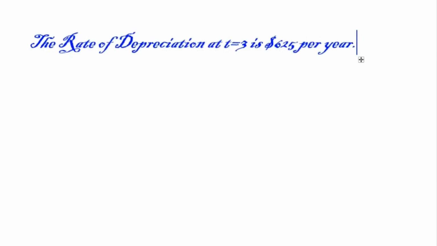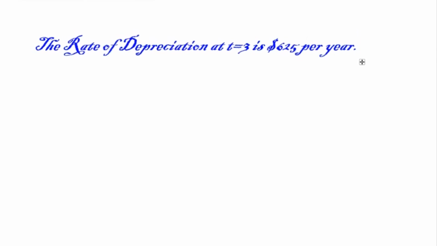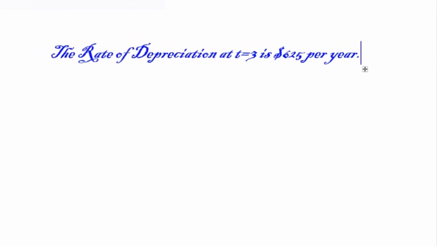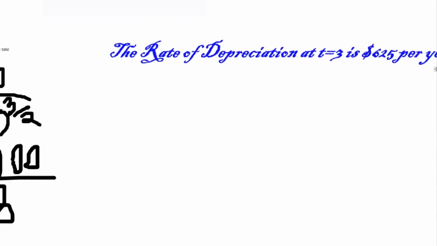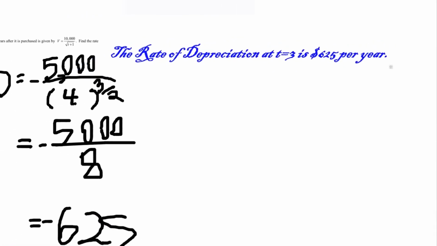And you're going to want to make it in an obnoxious color like blue. And then just so that the teacher can see it, you're going to want to make it nice and big on the paper so that she can definitely make out what you're trying to say. And you can just put it right there across the question. The rate of depreciation, t equals 3, is equal to $625 per year. Indisputable science fact. That's the answer.